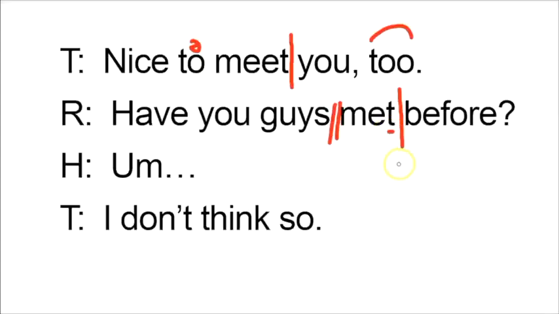We tend to make T's stop T's when the next word begins with a consonant, or when the word is at the end of a thought or sentence. Met before? Have you guys met before?